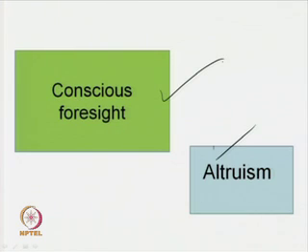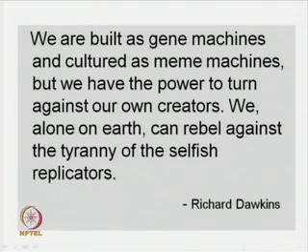And the other point is altruism, our propensity to help people, our propensity to sacrifice, particularly for kin. These are things that save us from being slavish imitators of MIMs, of thoughts, of cultural products. So, these are the two things which, as he said, help us from being victims, as it were, of MIMs. And let us see how he says it. He ends by saying, we are built as gene machines and cultured as MIM machines, but we have the power to turn against our own creators, that is the gene and the MIM.